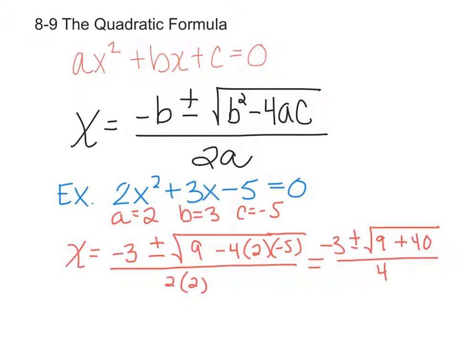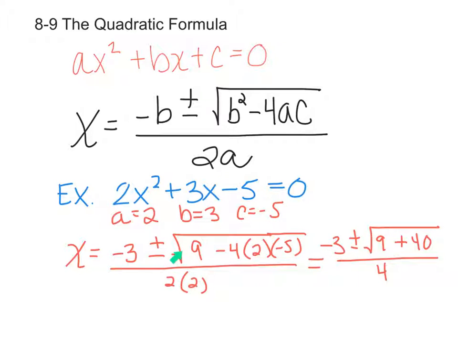So I gave you guys a quadratic equation, 2x squared plus 3x minus 5 equals 0. And I made myself a little key that a was 2, b is 3, c is negative 5. And I'm plugging this into the quadratic formula now. So I put my negative b plus or minus the square root of b squared, which will always be positive, minus 4 times a times c, all over 2a.